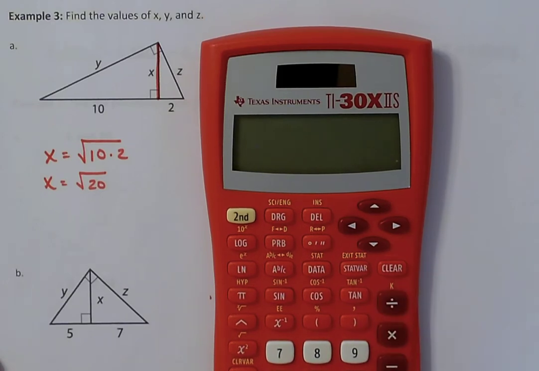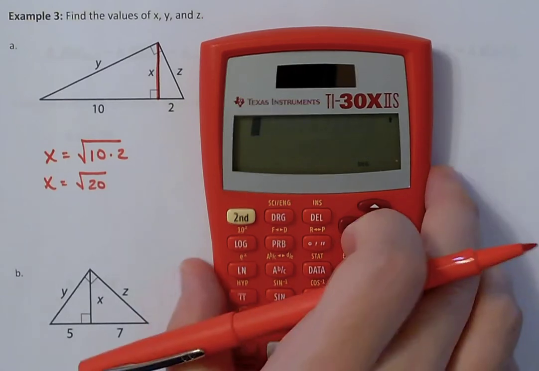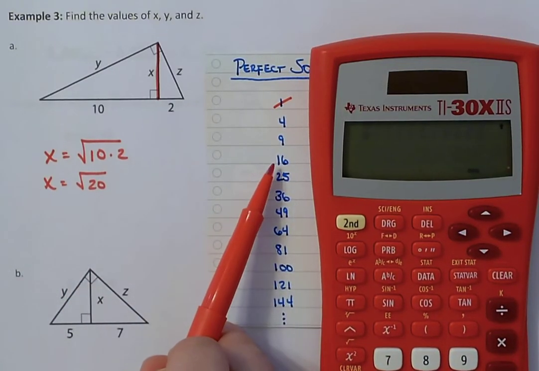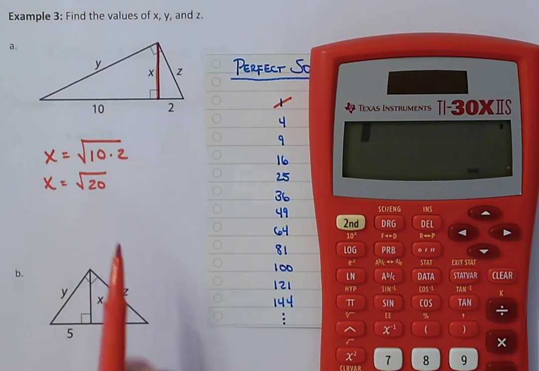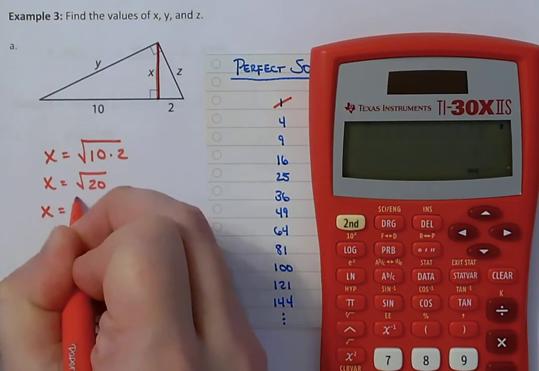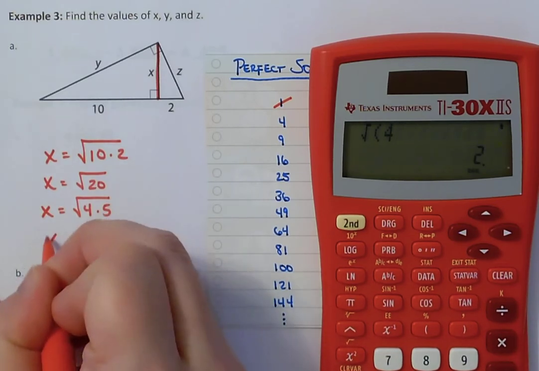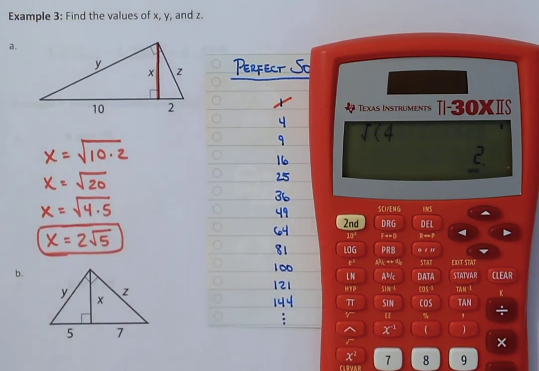Now, if I checked the square root of 20, we get 4.4, so that is not fully simplified. If we take our list of perfect squares, starting at 20, 16 does not divide into it evenly, neither does 9, but 4 divides into 20 evenly. So that gives us x equals the square root of 4 times 5. If we take the square root of 4, we end up with 2. So x is going to equal 2 times the square root of 5.